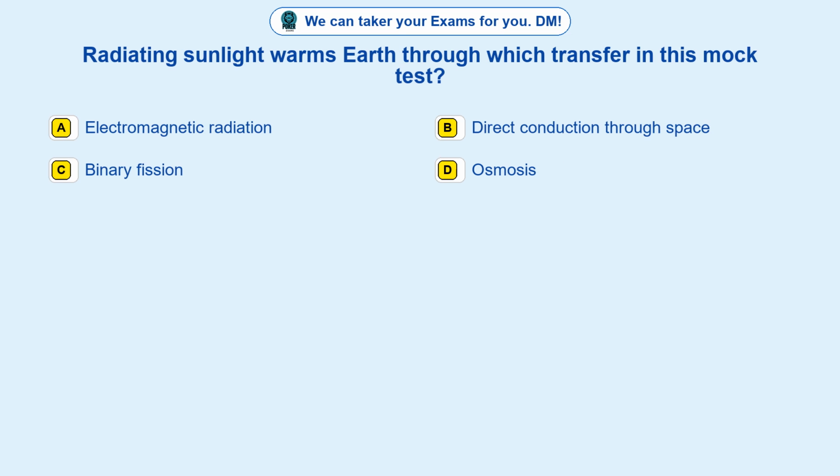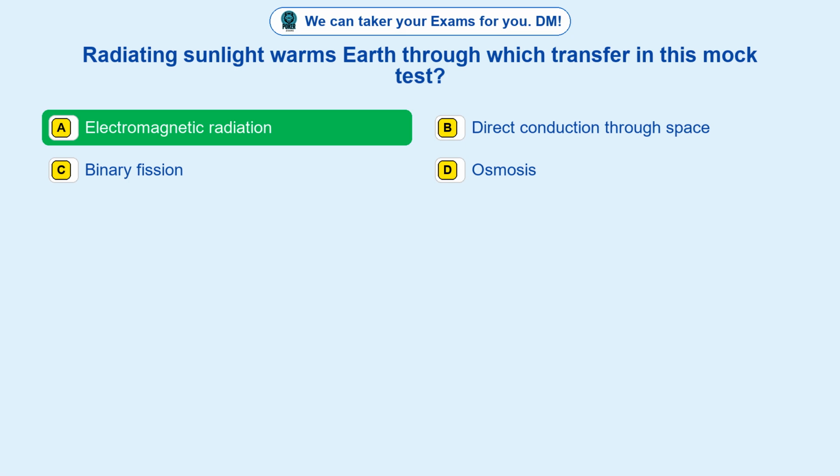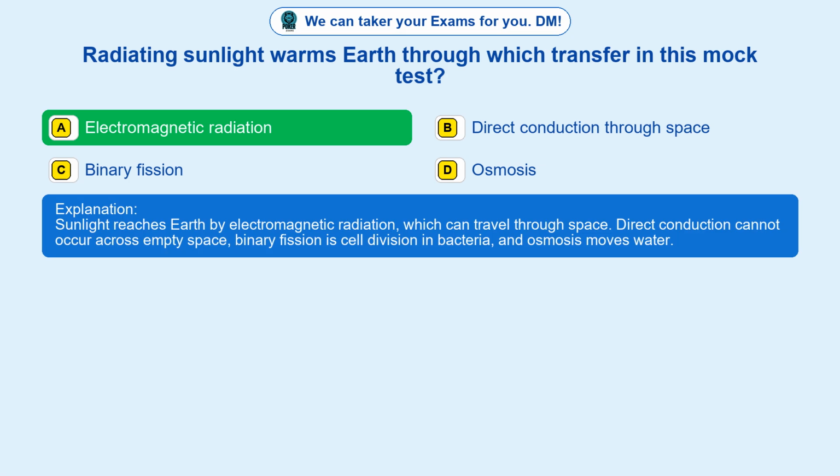Question 77. Radiating sunlight warms Earth through which transfer in this mock test? Option A, electromagnetic radiation. Option B, direct conduction through space. Option C, binary fission. Option D, osmosis. The correct answer is option A. Electromagnetic radiation. Sunlight reaches Earth by electromagnetic radiation, which can travel through space. Direct conduction cannot occur across empty space, binary fission is cell division in bacteria, and osmosis moves water.